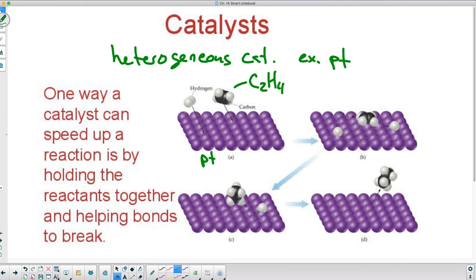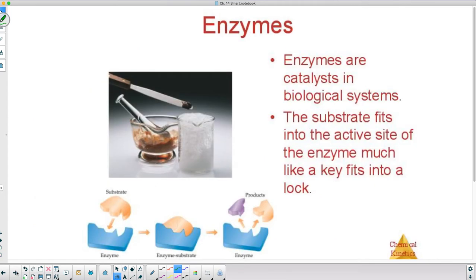So things that are in the same state, of course, would be homogeneous catalyst. Here's an example, a biochemical example of enzymes. I'm sure you've heard of this previously in one of the honors biology classes or some other class, where they talk about the enzymes.